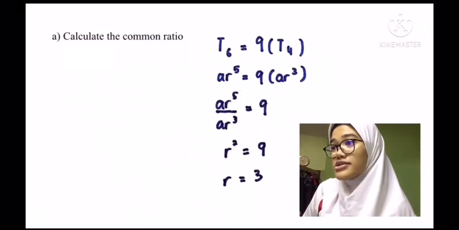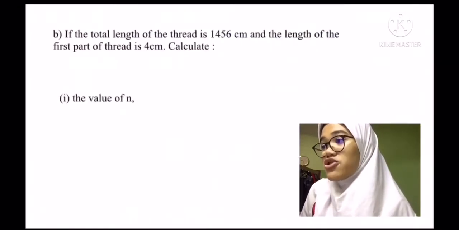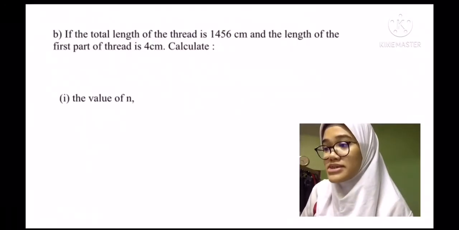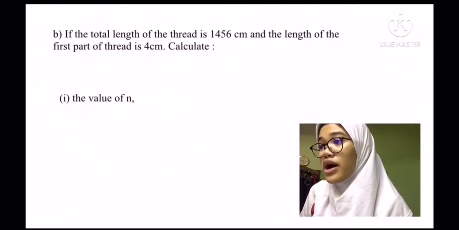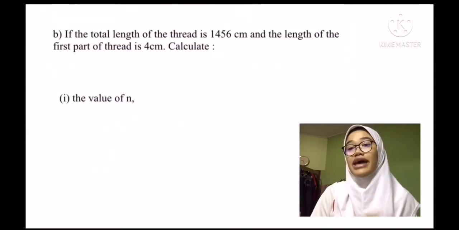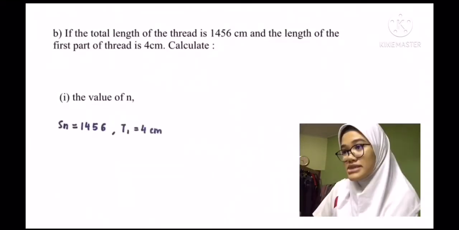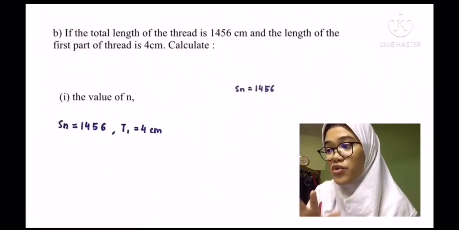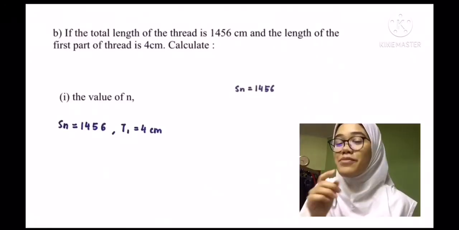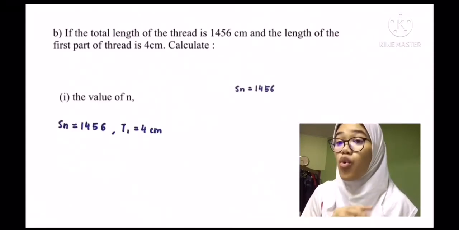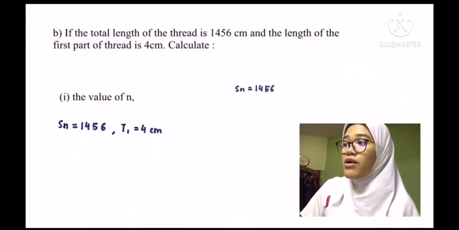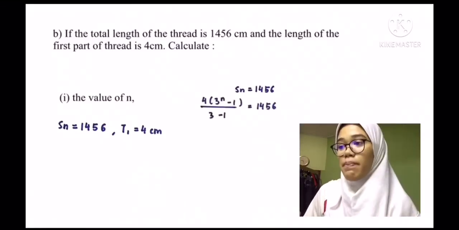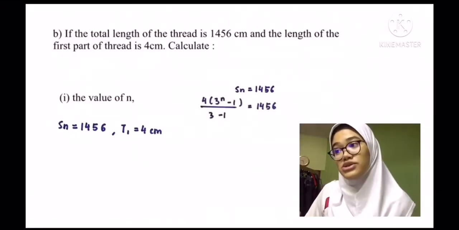So next is moving on to the second question. If the total length of the track is 1456 centimeters and the length of the first part of the track is 4 centimeters, calculate the value of n. We can see that the sum is 1456 centimeters, so that will be Sn, the sum. The formula for the sum is A times (R to the power of n minus 1) over R minus 1. Putting all the values in the formula, we get 4 times (3 to the power of n minus 1) over 3 minus 1 equals 1456.